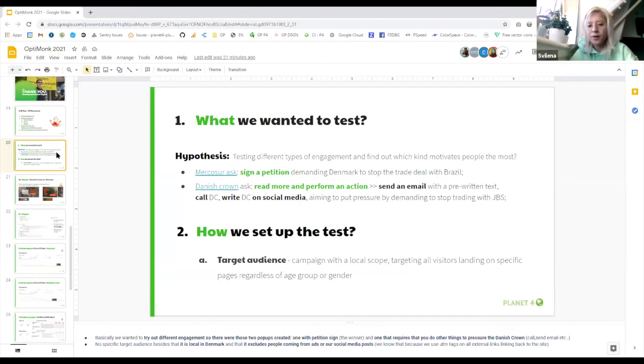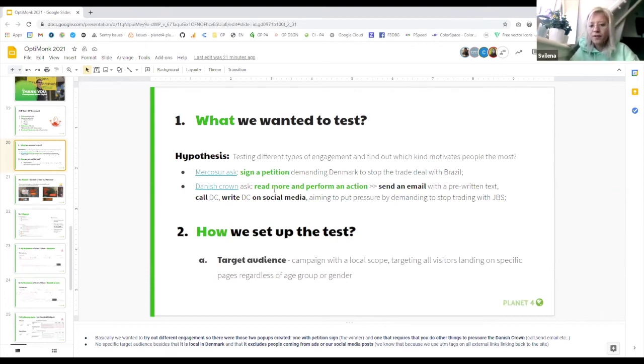The different thing about the Danish Crown ask is that you can send a pre-written email, you can call them because there are phone numbers written there, and you can pressure them on social media by tagging them when you write to them. So it's a very diverse type of action that you can take when you read a bit about the campaign itself. Here are the links about both of them, so if you feel like checking it out, feel free to do so.